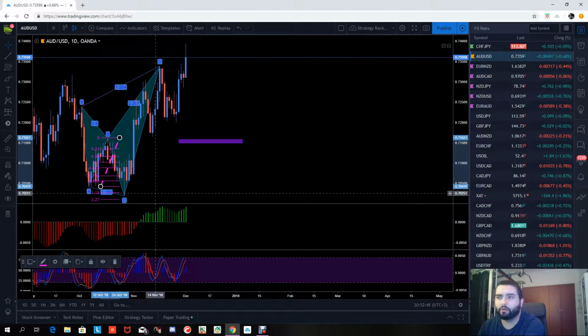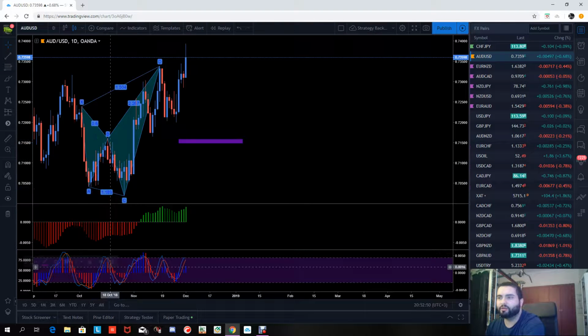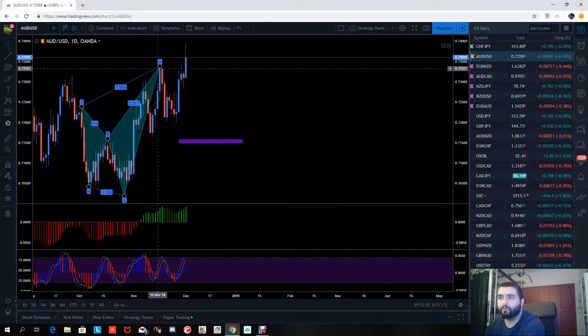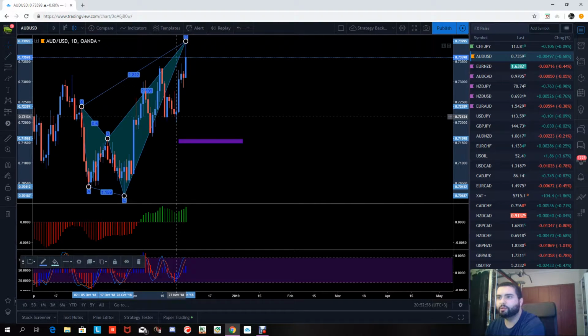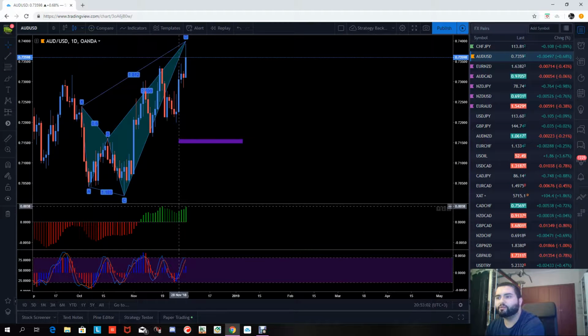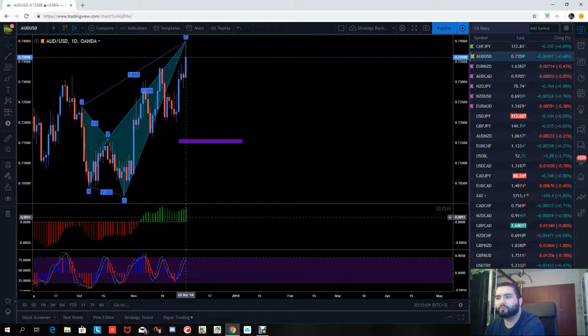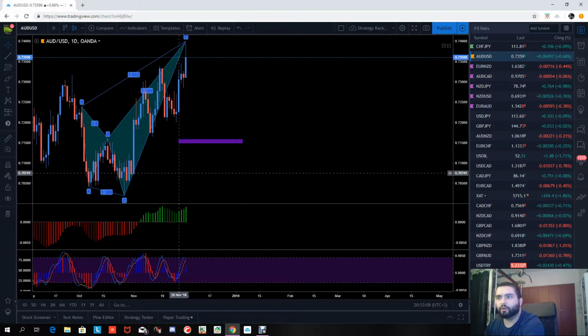This should be either a shark or a cipher pattern. Okay, it's in between, to be honest. Not the best shape I'd like to see, or the best symmetry for this kind of pattern, but nonetheless, we're looking here at the divergence, bearish divergence. As long as these bars, the next bars, don't go higher than these bars. Okay.